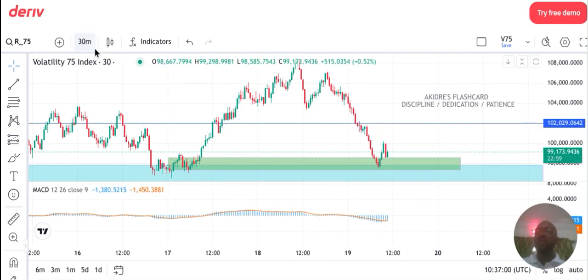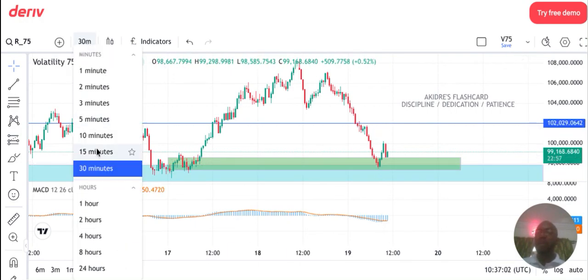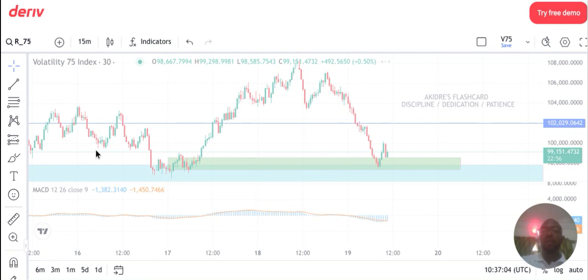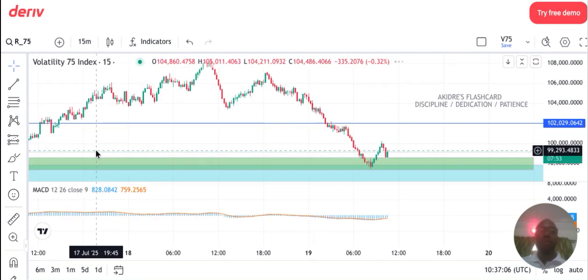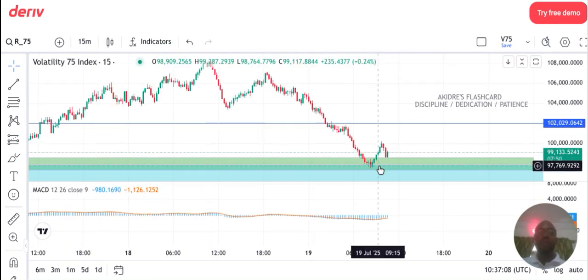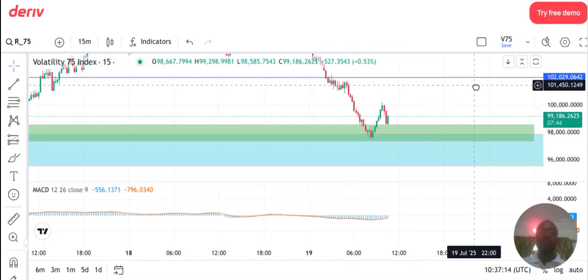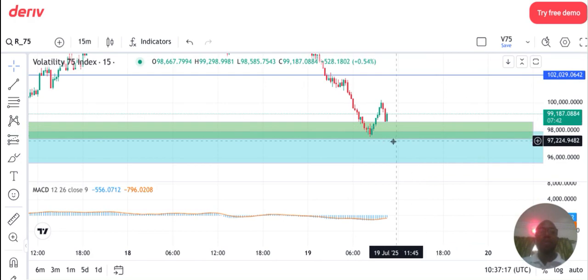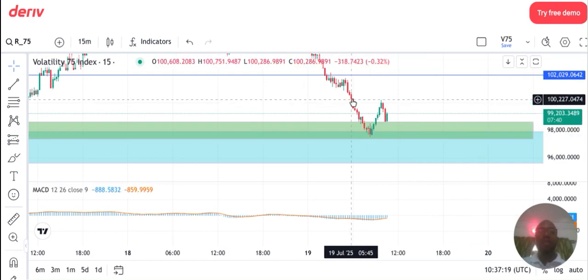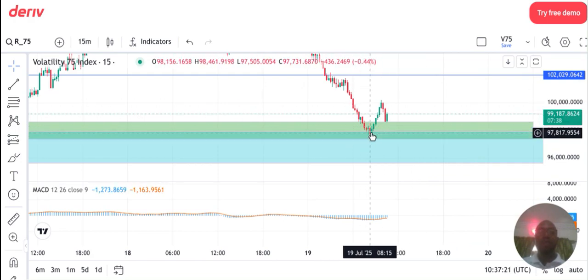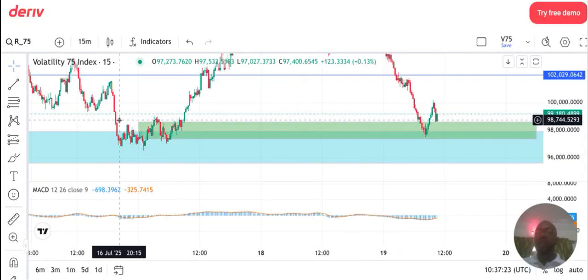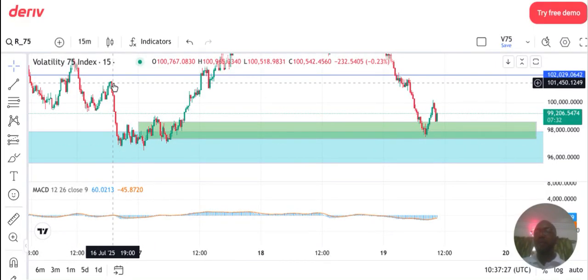Let's go to 15 minutes, right? Let me show you where I entered the market. On the 15-minute time frame, this is my entry time frame. I use this time frame a lot to make my entries. So I waited for the candle to come down. Then looking at this place, you can see this from here.